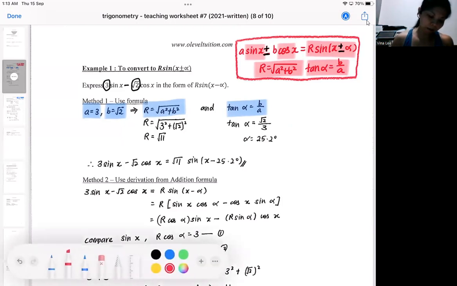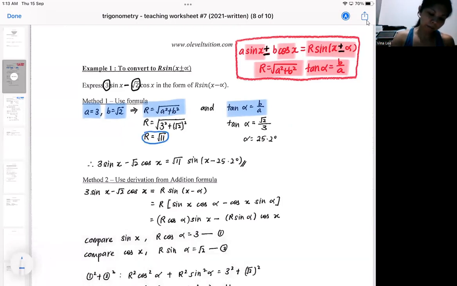My R here is root 11. My alpha is 25.2. So you just simply get the R, get the alpha, and then you will have successfully used the R formula, and you have already converted sine and cosine into a sine function. You observe here, you had a sine function and a cosine function. After you use the formula, only a sine function is left. So we have successfully converted two trigo terms into a single trigo term. This is the easiest way to do it.